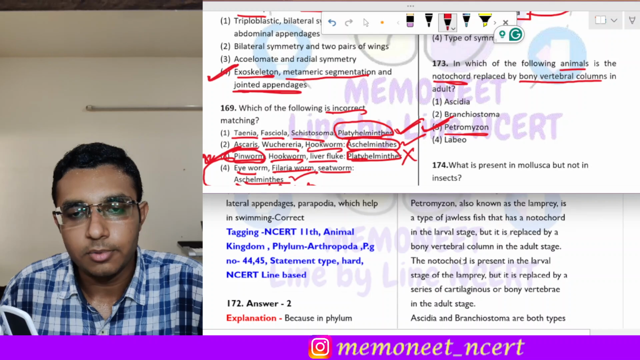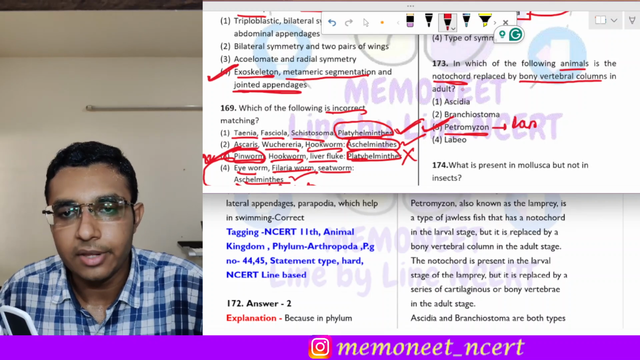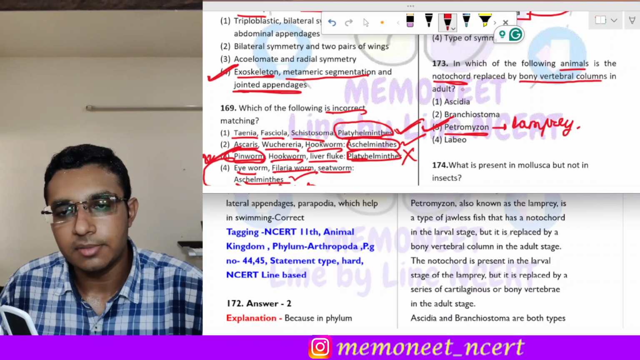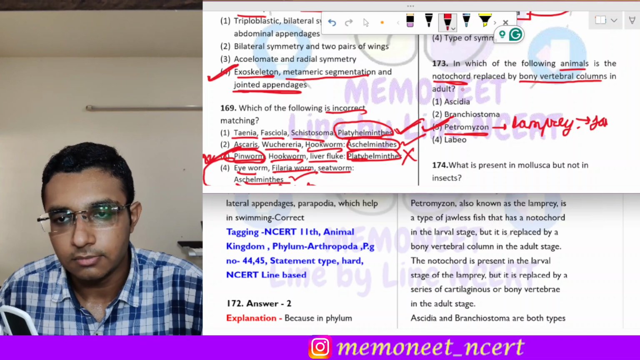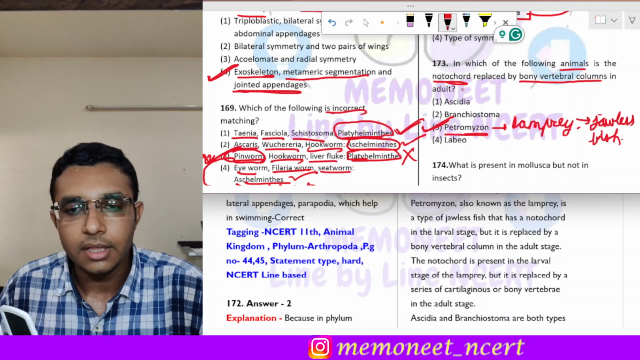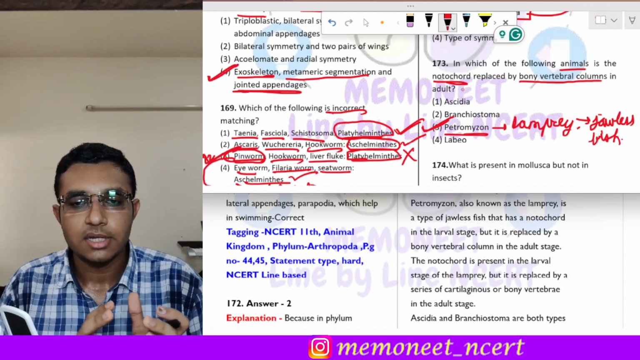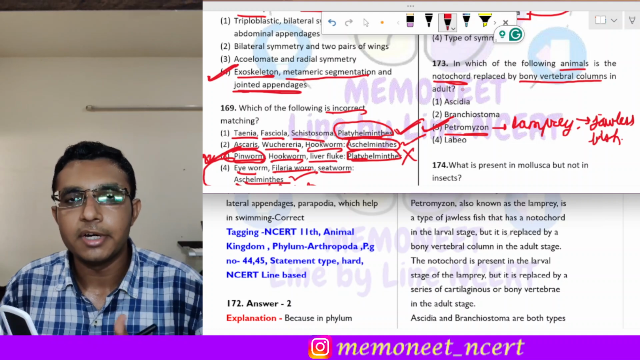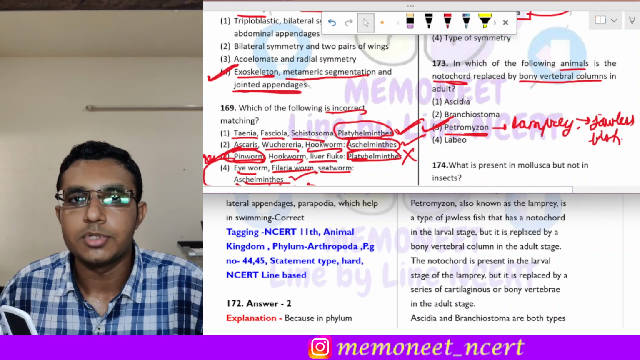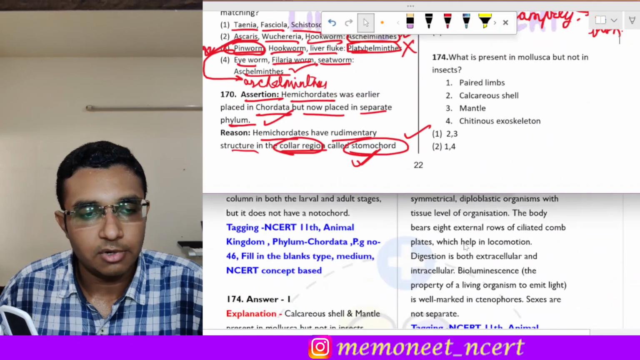So I hope you are clear with this question. And Petromyzon is also known as lamprey. It is a jawless fish, and in them the notochord is present in the larval stage, but it gets replaced by a bony vertebral column in the adult stage. So the correct answer of this question is option 3, that is Petromyzon. Moving on to the next question, that is question number 174.